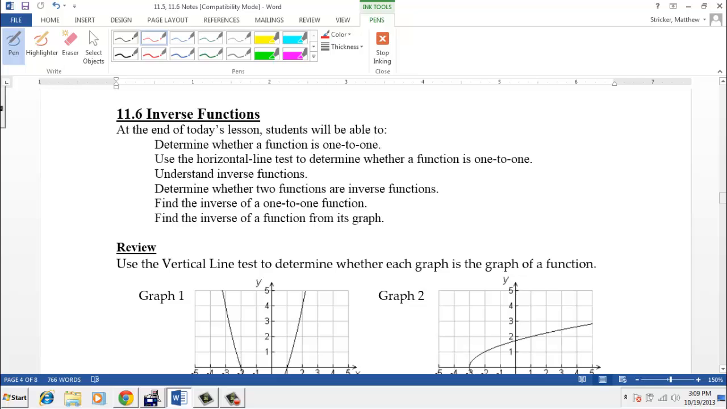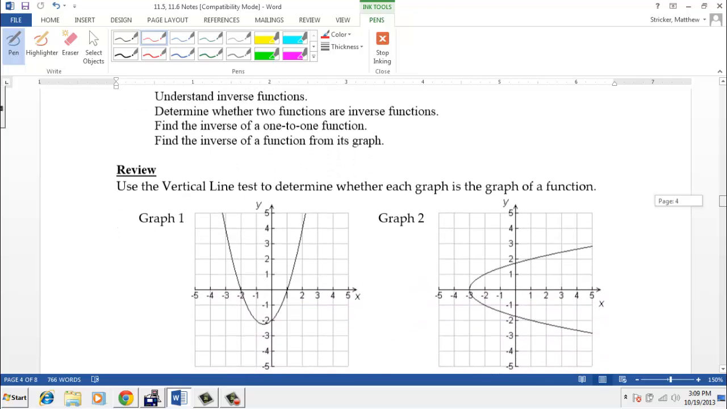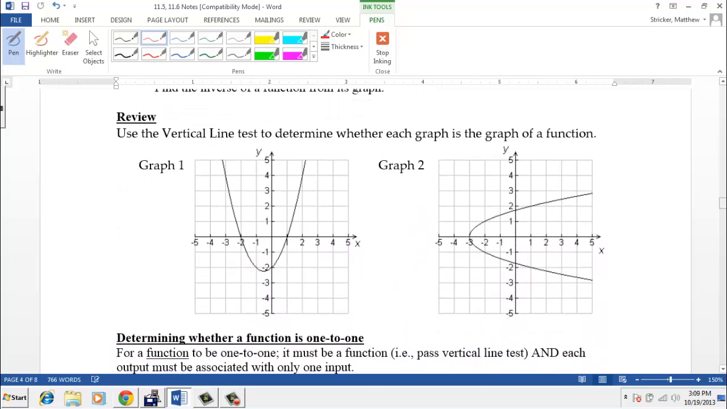And the very first thing we're going to start with is a review item, and that's using the vertical line test to determine whether a graph is actually a function, because we can't find an inverse function if the original is not a function itself.